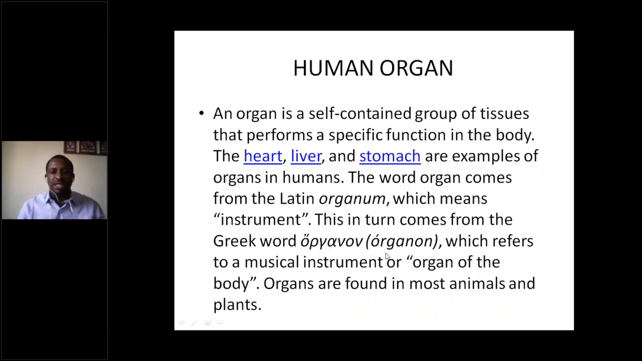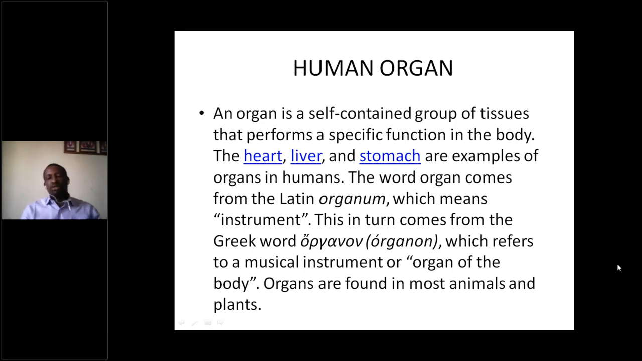So now we want to look at the human body. Very interesting thing to look at. Now, we mentioned that we are going to cover the human organ. So now, an organ is a self-contained group of tissues. They are tissues in the body, but self-contained, and they perform specific functions in the body.